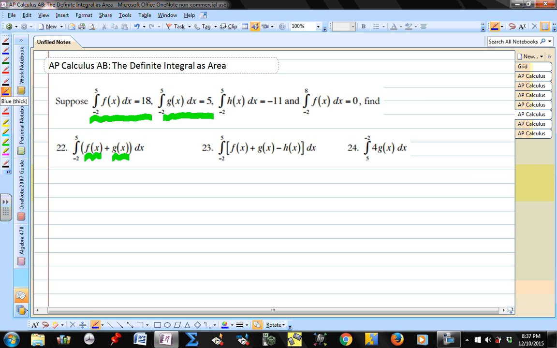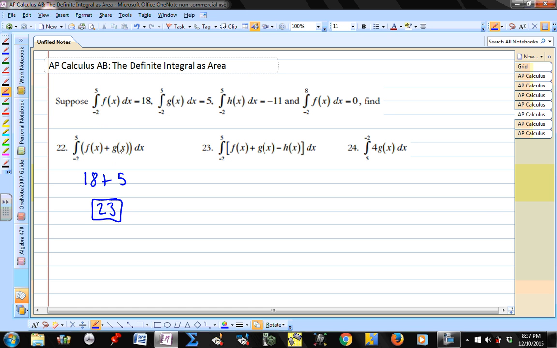And you see that we are integrating the sum of two functions. And the integral of a sum is equal to the sum of the integrals. So the integral of f is 18, the integral of g is 5, so the integral of f plus g from negative 2 to 5 is 23. Too easy.